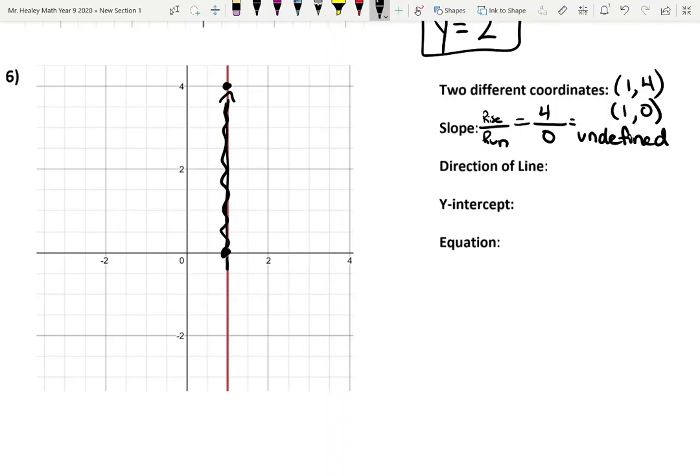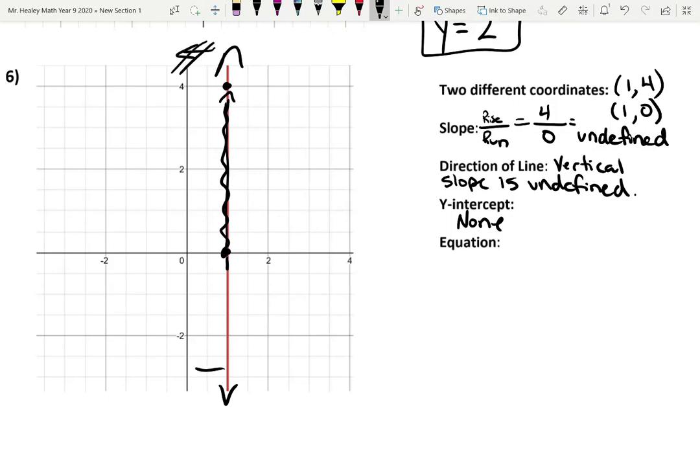So the slope is undefined, and the direction of the line we'll say is vertical. You can't divide by 0. Our y-intercept, since there's no run, means that the line does not move horizontally, which means it doesn't actually cross the y-axis. So we say there's no y-intercept. This line will go on forever and ever, and it will never cross the y-axis. So, none.